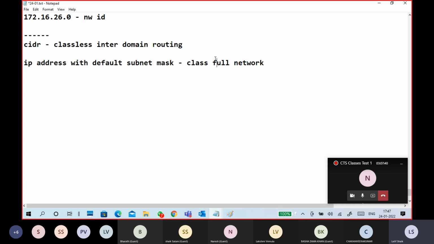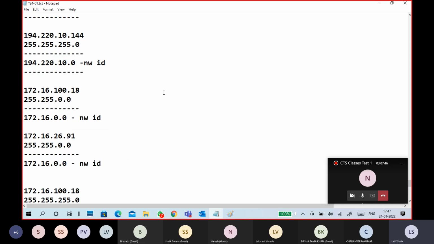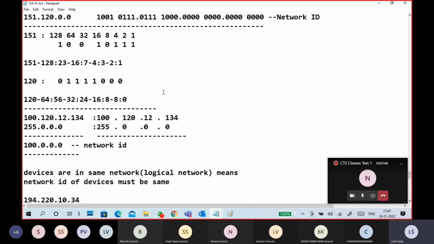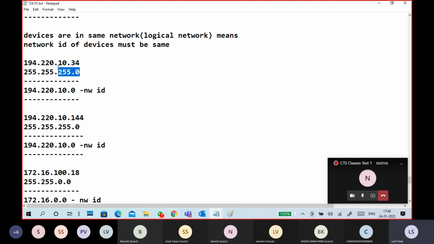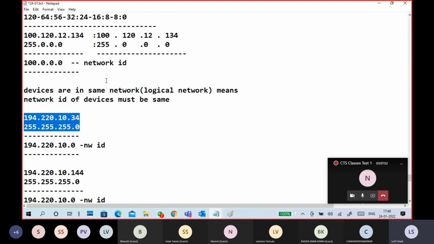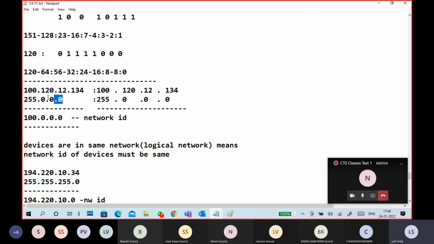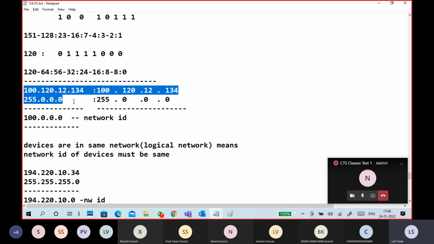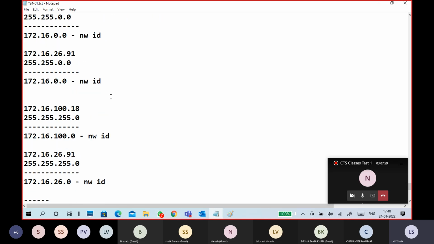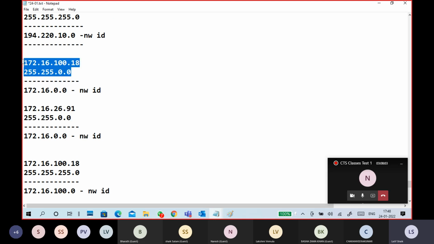What is classful? You have an IP address and use the default subnet mask. It means class A, class B, class C subnet masks are there, like class C uses 255.255.255.0, class A uses 255.0.0.0. This is a classful network.